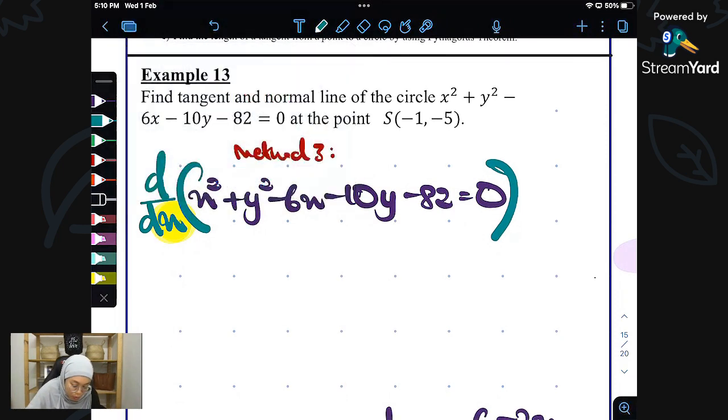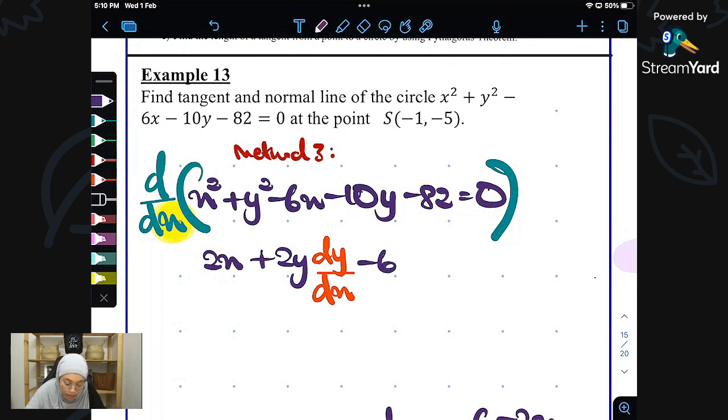It is just 2x plus 2y dy dx, don't forget dy dx, and then minus 6, minus 10 dy dx, and then minus 0, and then equal to 0.